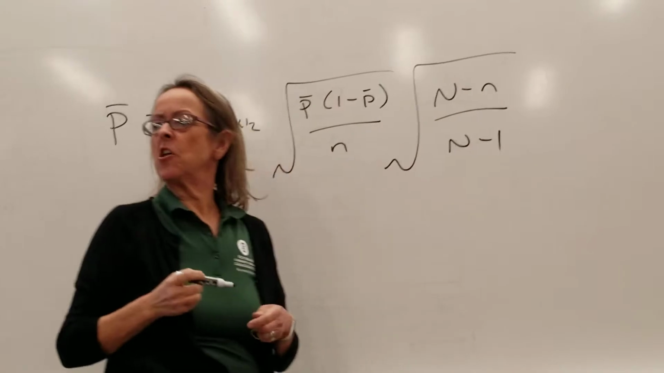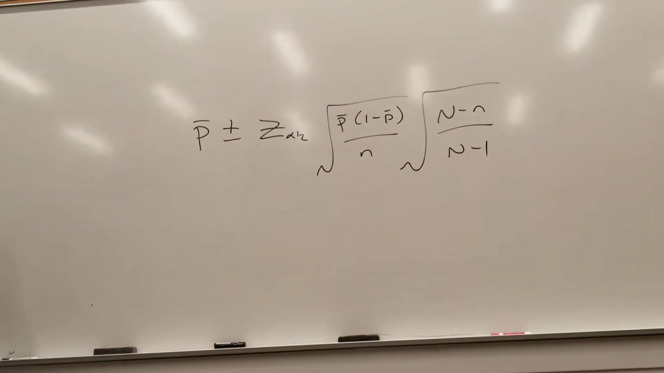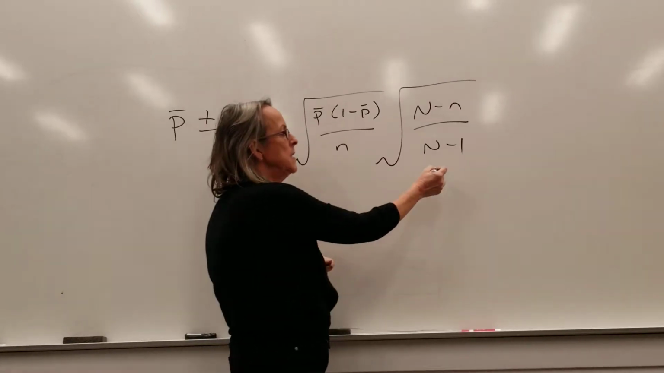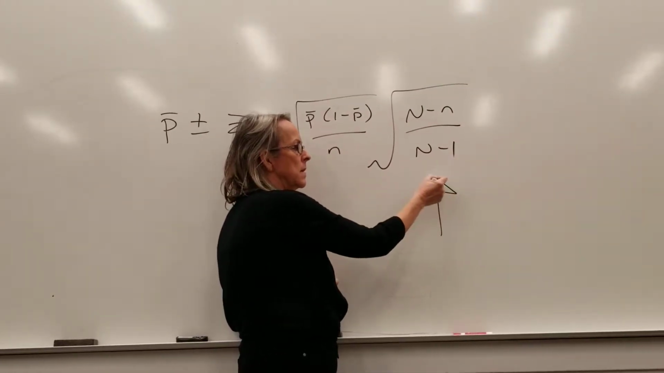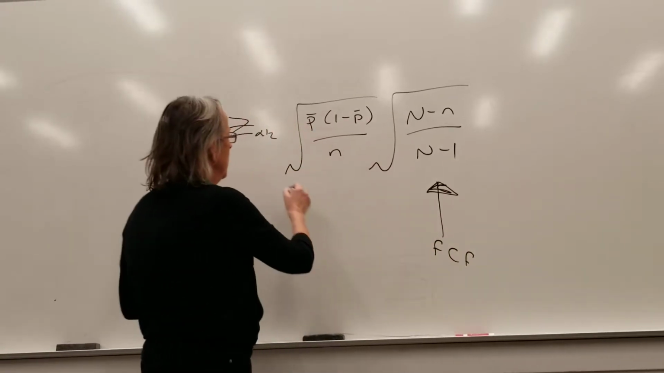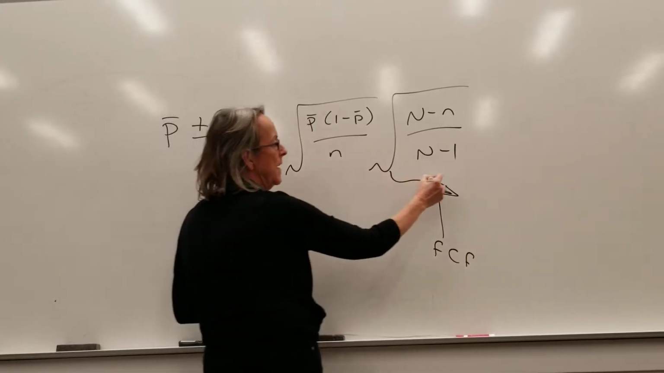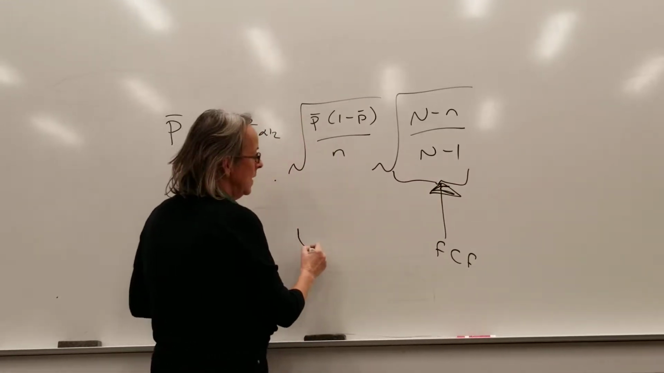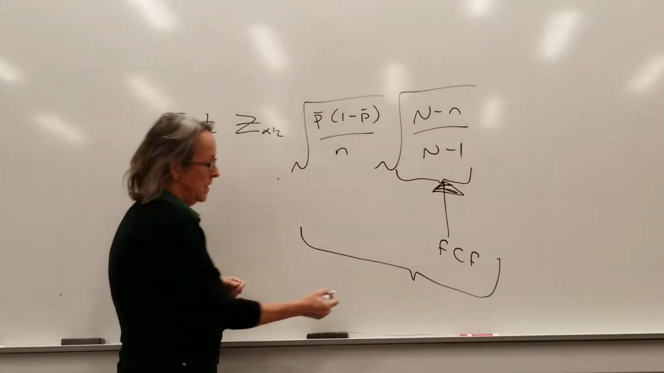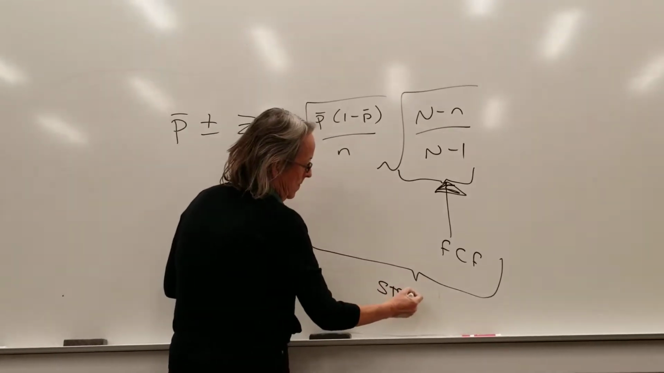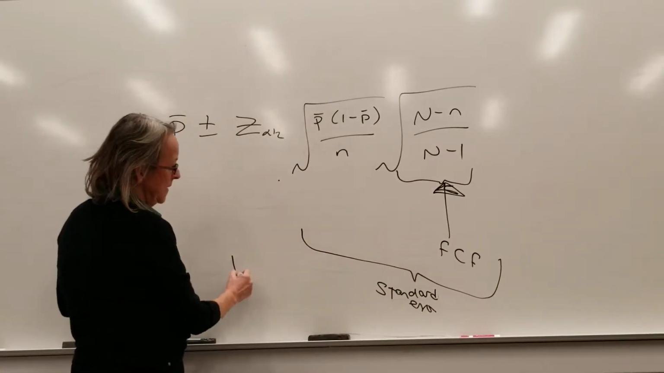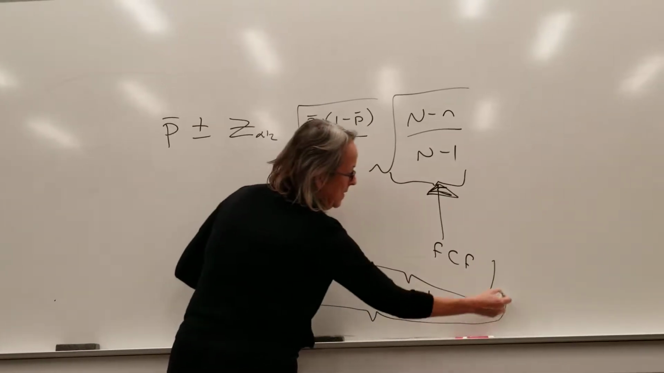All right, let's just talk about this for a minute, then I'll pull up the next question. What is this part called? Okay. This part is the finite correction factor. What is this part called? What is this part called?